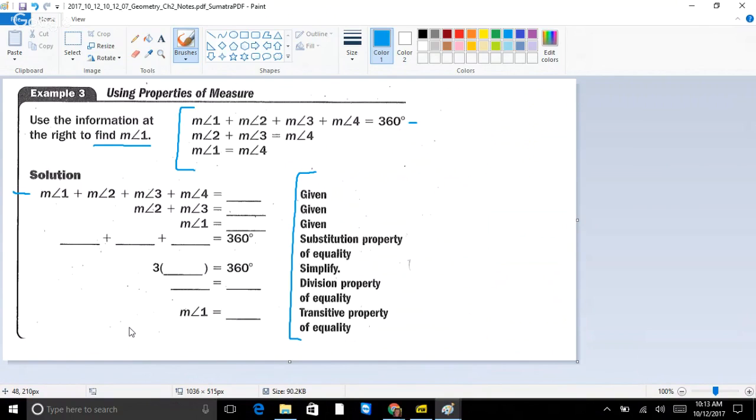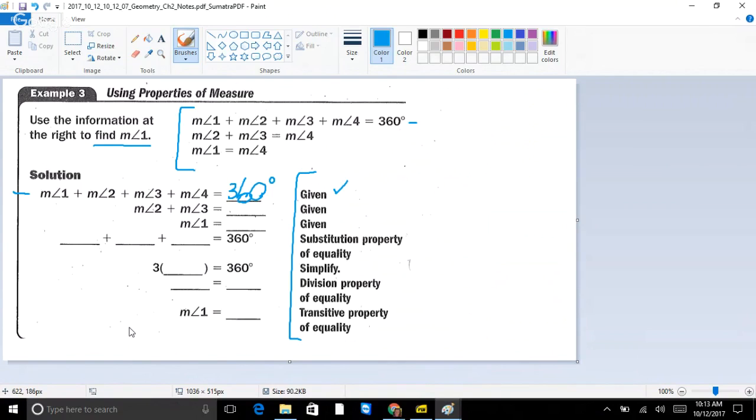We know that the measure of angle 1 plus the measure of angle 2 plus the measure of angle 3 plus the measure of angle 4 is 360 degrees. Okay, that's given to us in the problem.